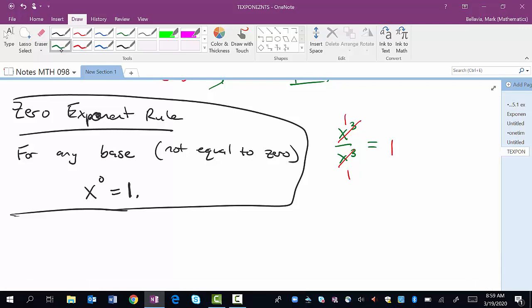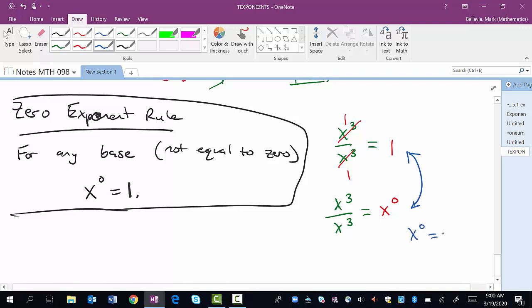But you could also have noticed that if I have x to the 3rd over x to the 3rd, I'm dividing things with the same base. When I divide things with the same base, remember what happens. The base stays the same, and then you subtract the exponents. Well, 3 minus 3 would give me x to the 0 power. But if these two things started as the same thing, then they're equal to each other. So then we know that x to the 0 equals 1. And that's our rule that we just talked about for the zero exponent rule.